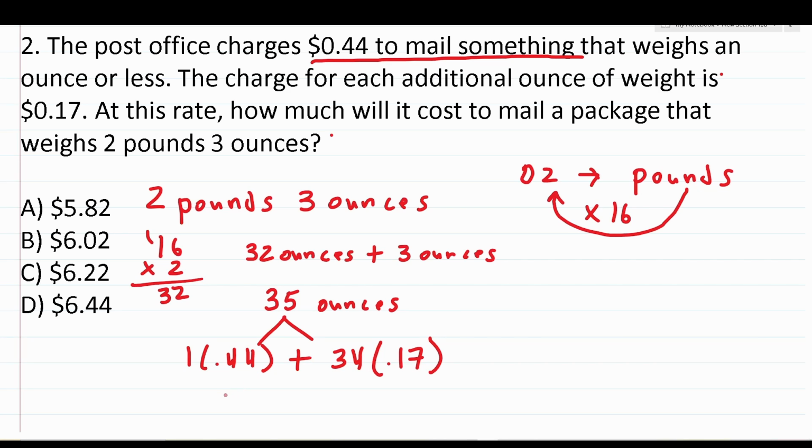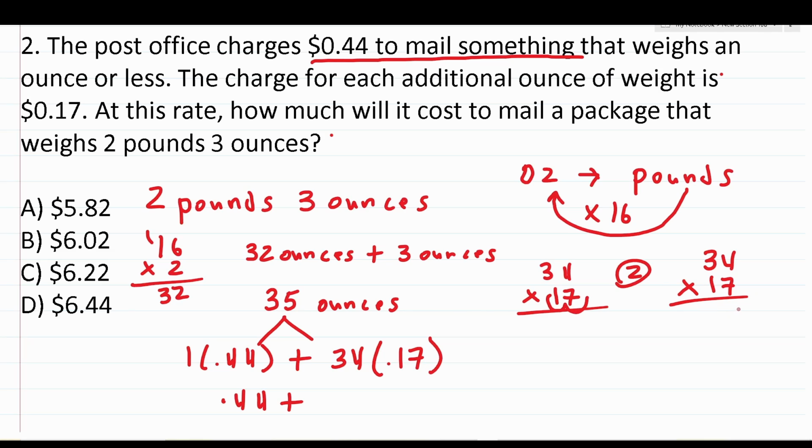1 times 0.44 is just 0.44. That said, we now have to do this math. We have 34 times 0.17. We're multiplying a whole number by a decimal. In order to proceed, we want to clear this decimal in 0.17 by shifting its decimal place 2 times to the right, such that this becomes 34 times 17.